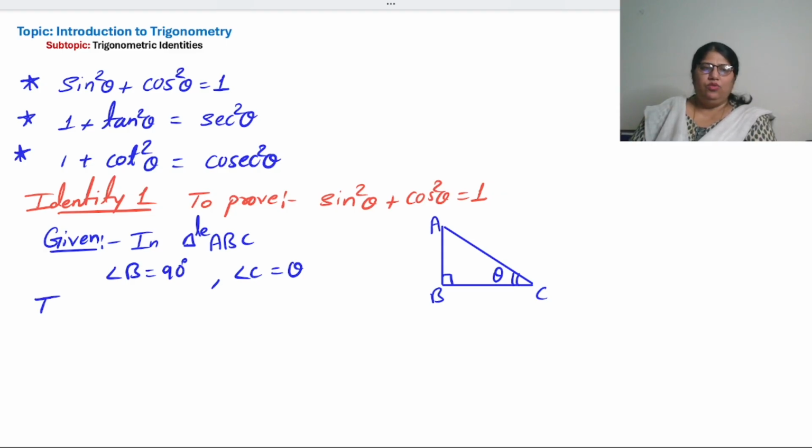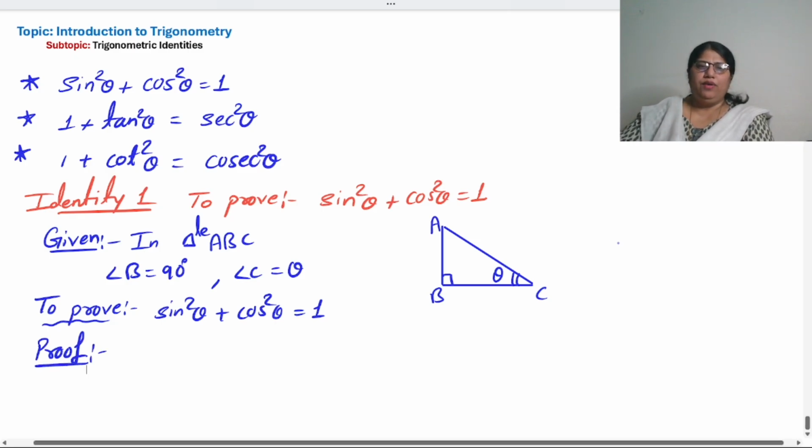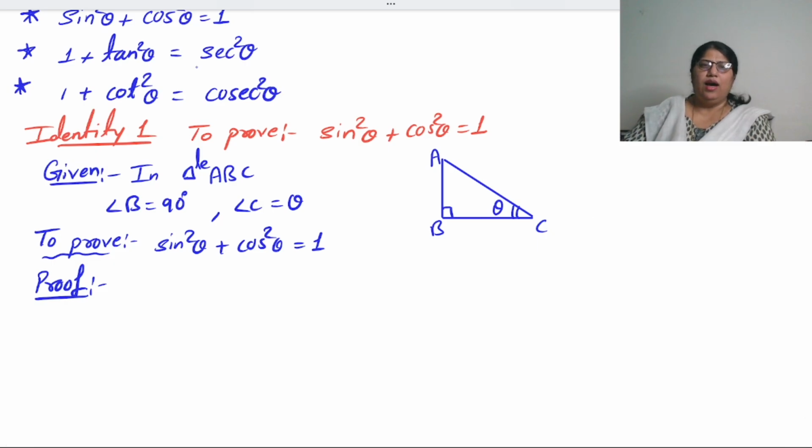What is to prove here? To prove is going to be sine square theta plus cos square theta is equal to 1. After that we are going to take the proof. Now here, you know that for anything we are proving, we can take the LHS and reach the RHS to show why sine square theta plus cos square theta is 1. So let us start with sine theta, because here the trigonometric ratio is sine theta, and you remember this SOHCAHTOA to know the trigonometric ratio.